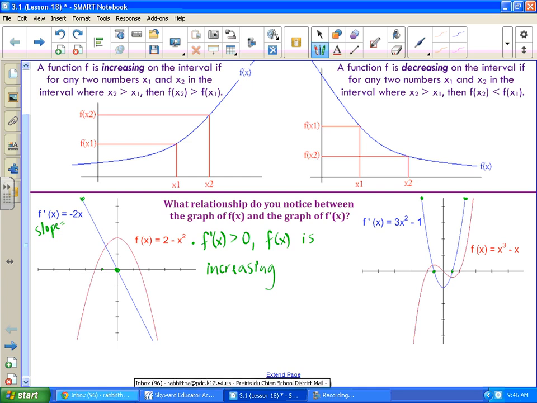When is it decreasing? Okay, so from here to here, and what do you notice about the derivative from here to here? Negative. So when the derivative is below the x-axis, the function is decreasing. So let's write that down. When the derivative is less than 0, so below the x-axis, our f of x is decreasing.